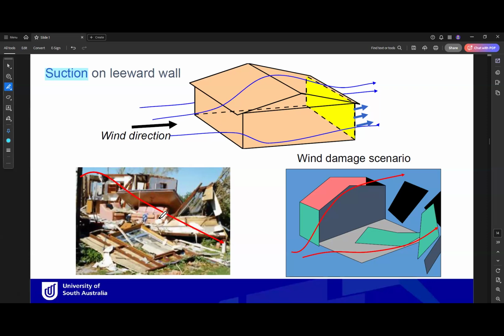And here is another example of how the wind damages the rear wall and the whole building due to this wind event. And here is another example of how the back, or leeward, wall was damaged, and also the side walls were damaged.